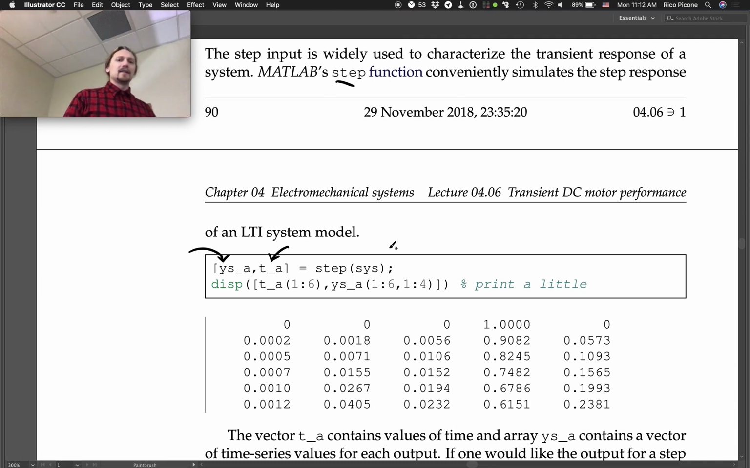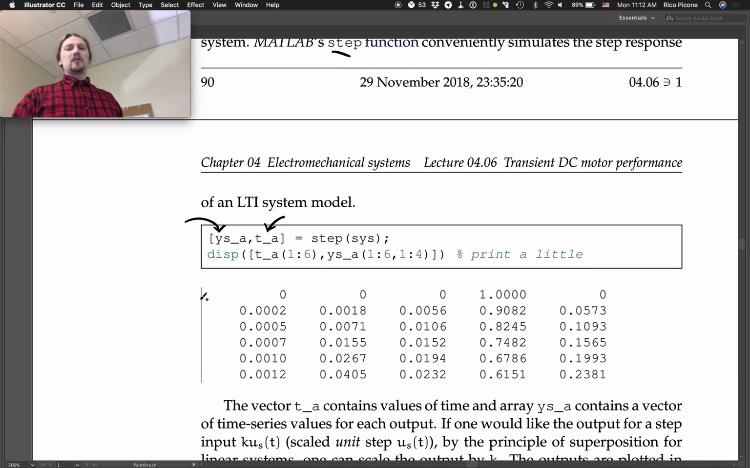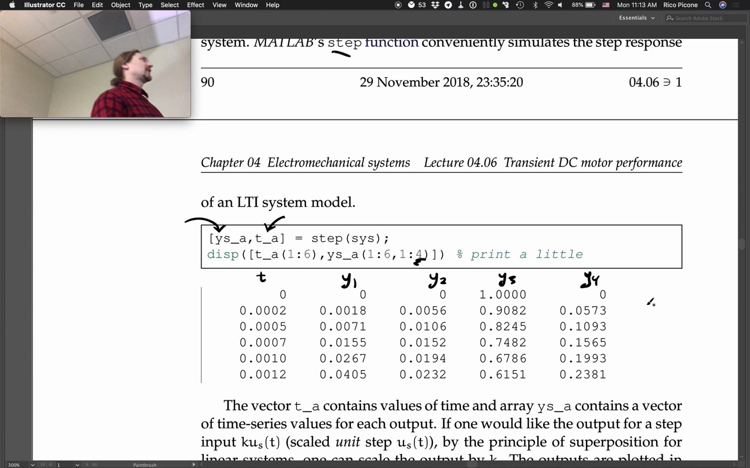But in a lot of cases, you're going to want to have your time array defined and then hand it to step. But I just went with the easy way. I let MATLAB choose the time array, and then I just printed a little. I printed out the first 6 values of the time array. They're rounding a little bit in the last digit here, so this is why it looks a little bit not uniform. The next 4 columns are the first 4 outputs, so this would be Y1, this would be Y2, this would be Y3, this would be Y4. This column is time. And I just printed out 6 of those too.